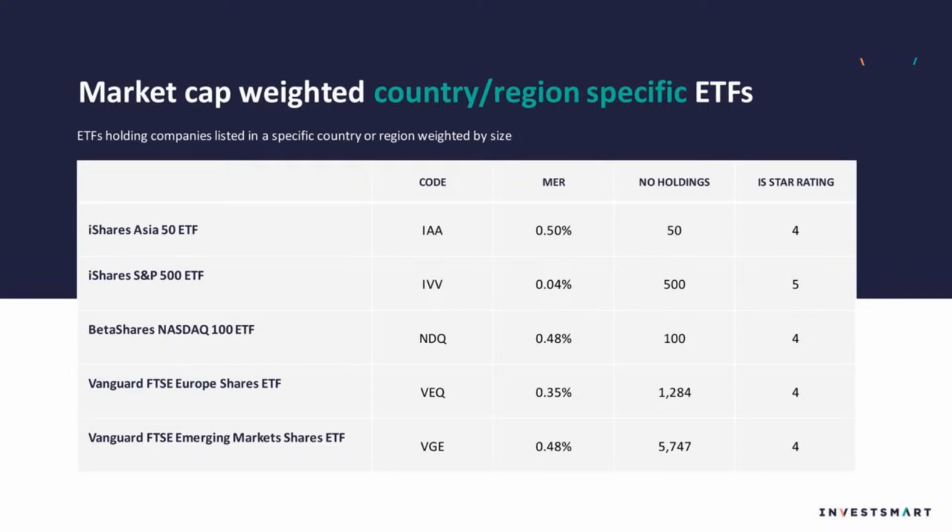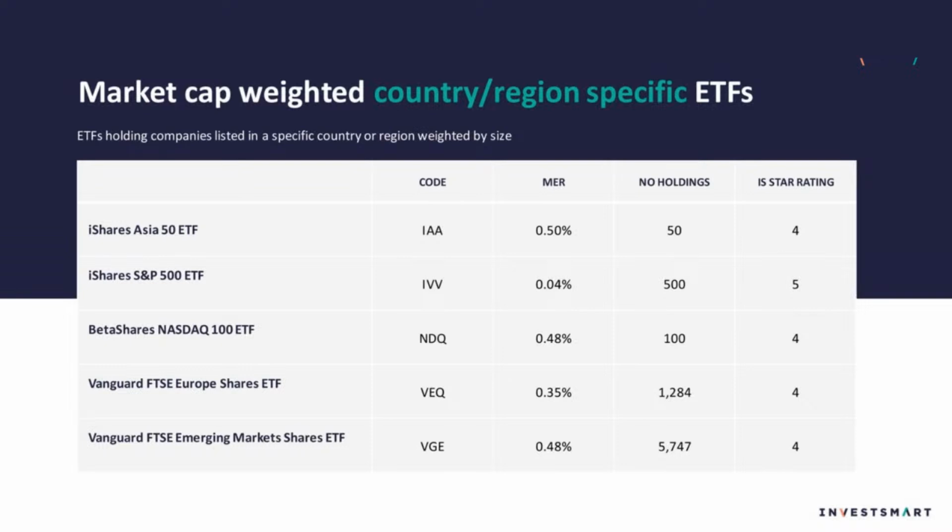So if we now jump across, I've just given you a selection here. And once again, you can use the ETF filter on the InvestSMART page to filter out and scan through any of these. So I've just used a selection of the market cap, but with a specific country or region focus. So we've got iShares Asia 50. That's the 50 largest companies in Asia.